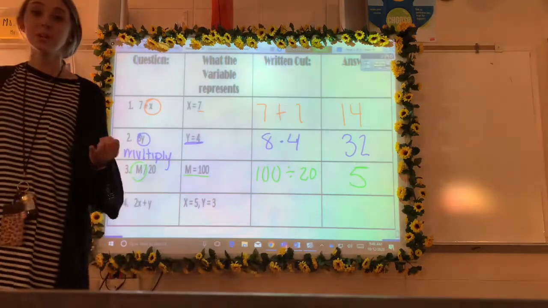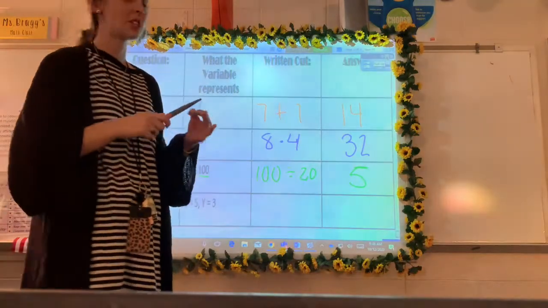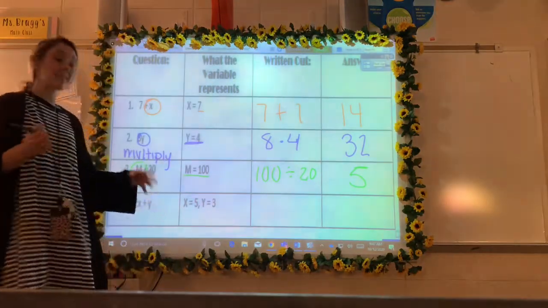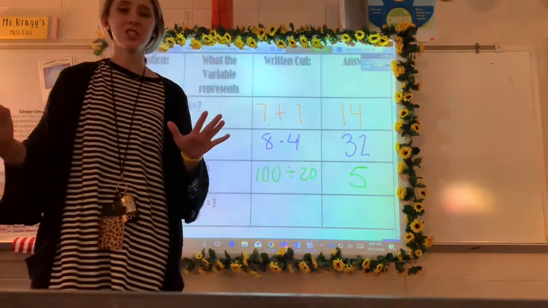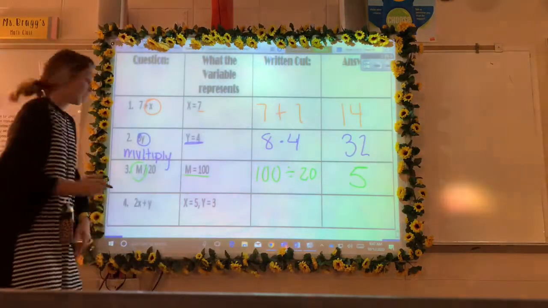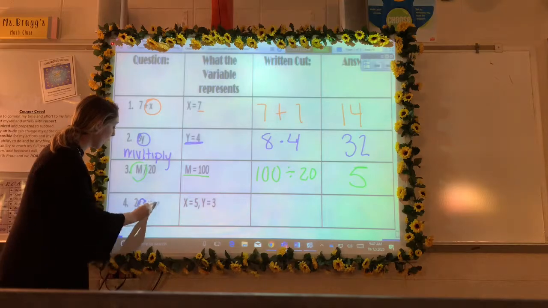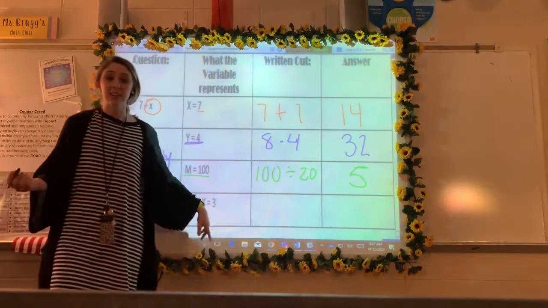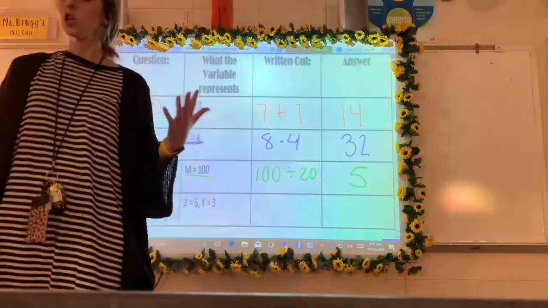Okay, we've done addition, multiplication, and division. Let's look at one that involves 2 variables. It's not tricky, same thing. We have 2x plus y. We want to know our variables. We have an x and a y, and luckily it tells us what x equals and what y equals. So we're just going to plug it in.